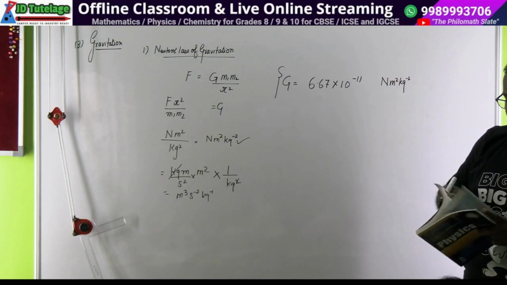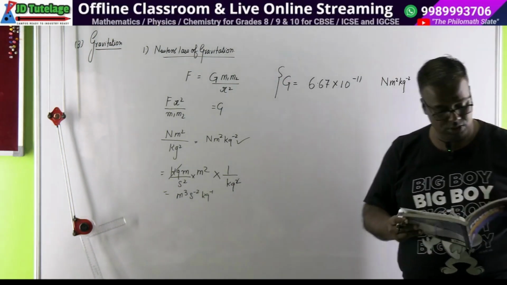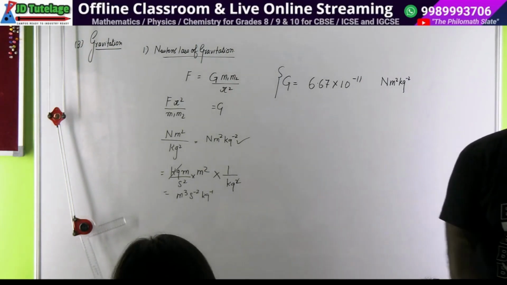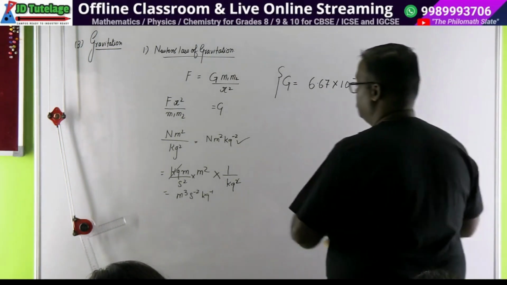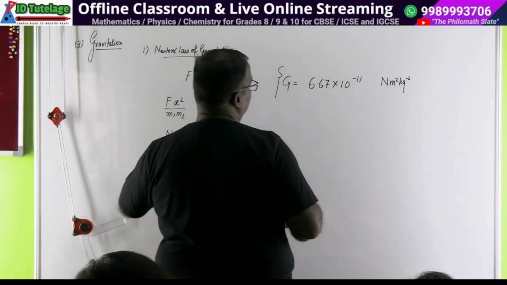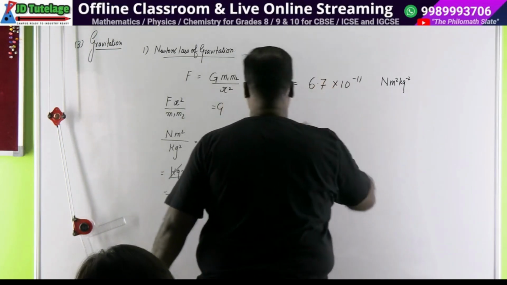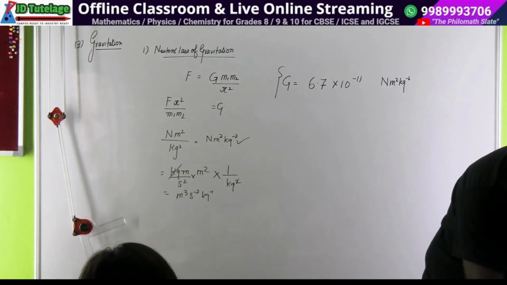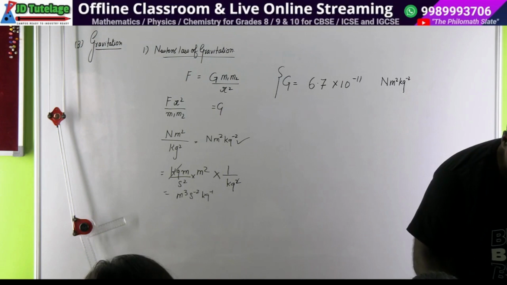6.67, and your book is using 6.7, they have made your life a little easier, so let me also do that. They are using it at 2 figures. Just one minute Bittu, just one minute. You go with 6.7. 6.7 into 10 to the power -11, Newton meter square per kg square. Bittu, tell me what you want to say, speak.